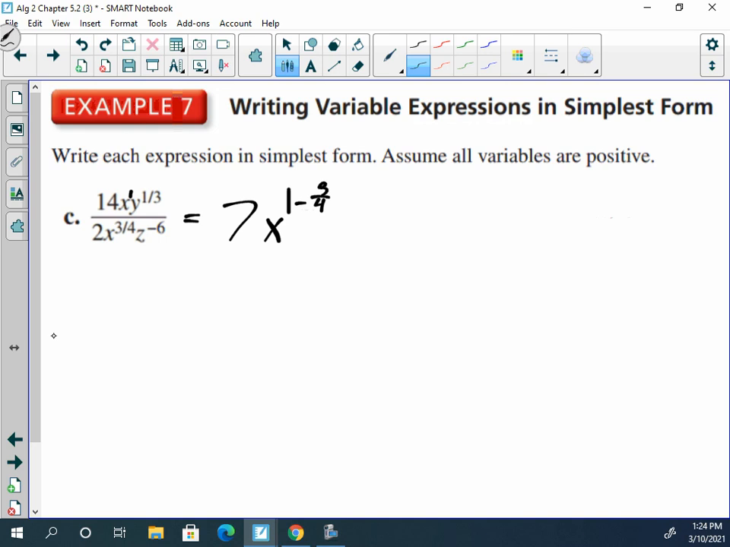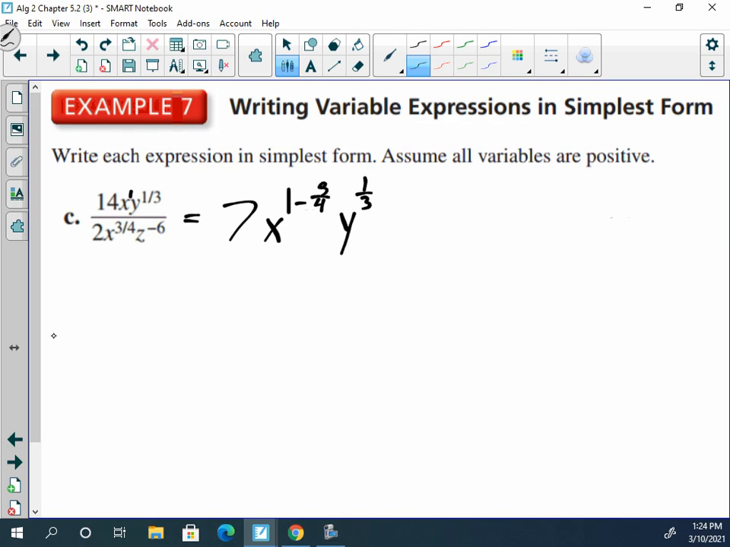Well, next we have y to the 1/3 on top. Are there any y's on bottom? No, so we just have y to the 1/3. Now we only have z's on bottom, but we don't have any on top. But since it's to the -6, we need the exponent to be positive.